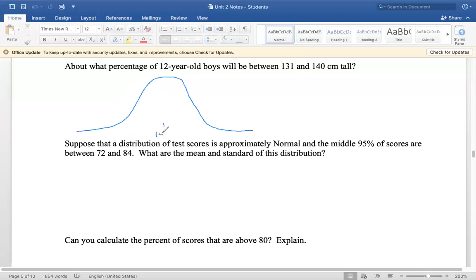So here's 149. So we said this right here was 34%. This is 140. And then we had the next one, 131. And from here, two standard deviations, we said this was 95%. It's plus or minus 2. So how much is going to be in this little chunk right here? Well, there's 5% total on each tail, so this is going to be 2.5%.